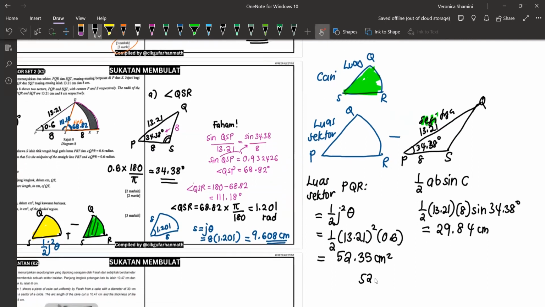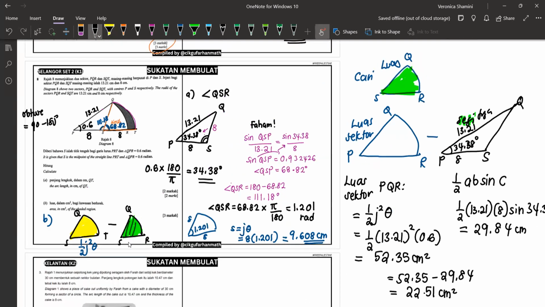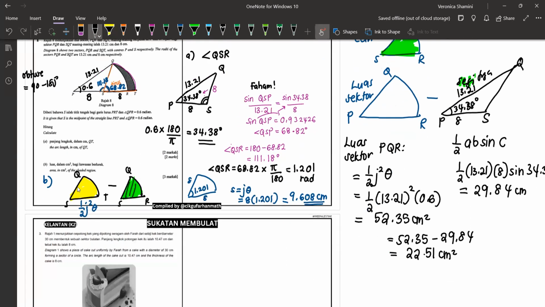Okay, so kita tolak. Okay, we minus 52.35 minus 29.84. Okay, bila minus, I am getting 22.51. So ini adalah luas yang sini, yang warna hijau ni. Alright, okay. So now we find the yellow color. Luas. Okay, this one you can write as luas QSR. Okay, now we find luas sector QST. The yellow color. Okay, 1/2 J square theta.